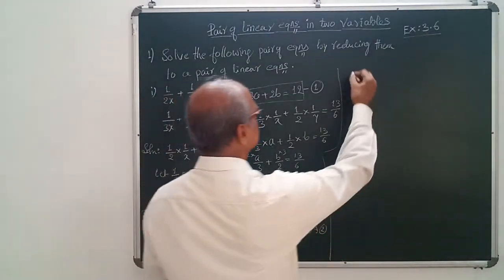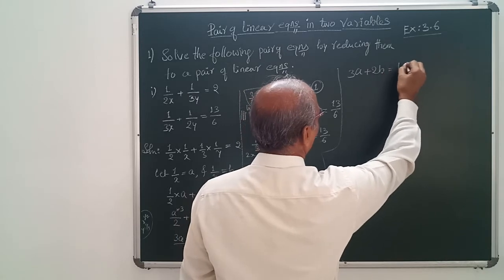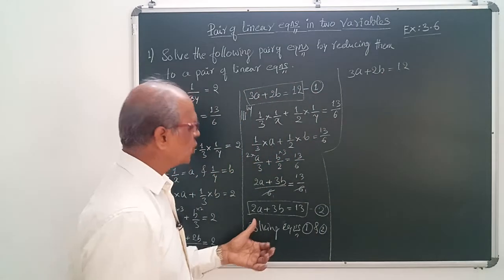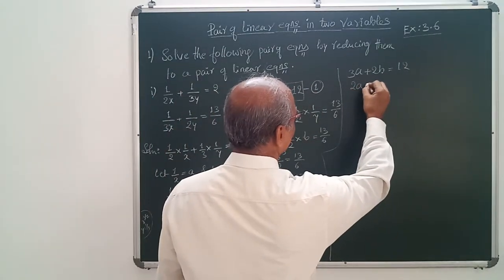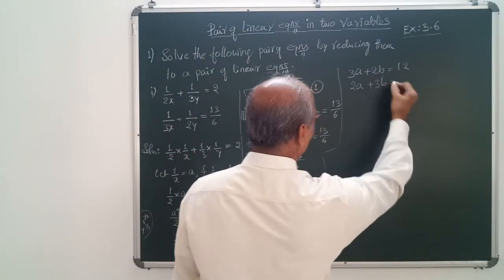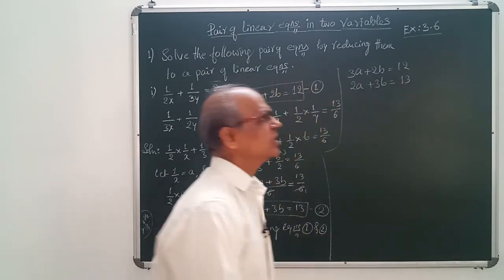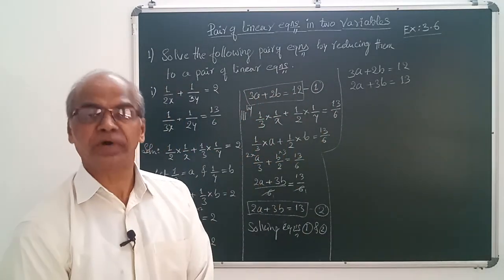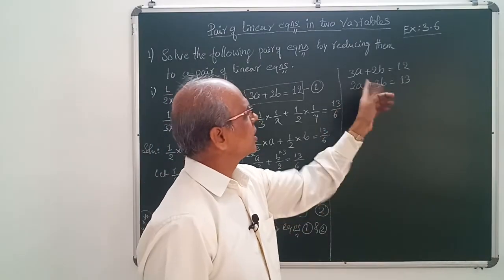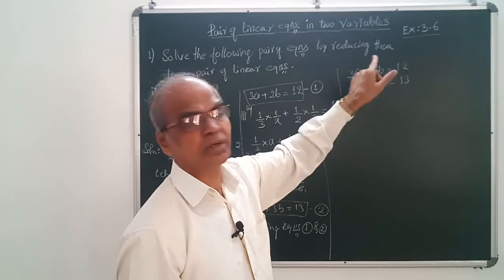What does equation 1 say? 3a plus 2b is equal to 12. The next one is 2a plus 3b is equal to 13. You see, there are two methods to solve these equations. One is you have to choose which one you want to eliminate: you want to eliminate a or you want to eliminate b.